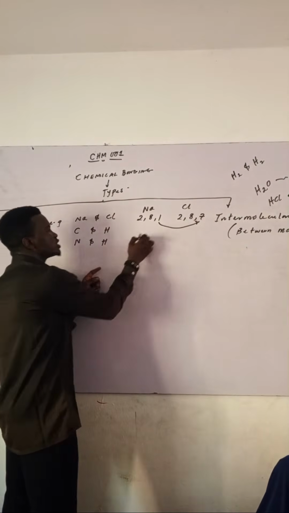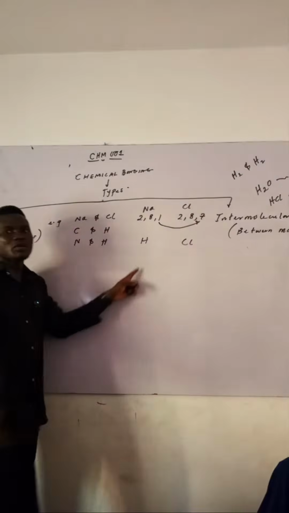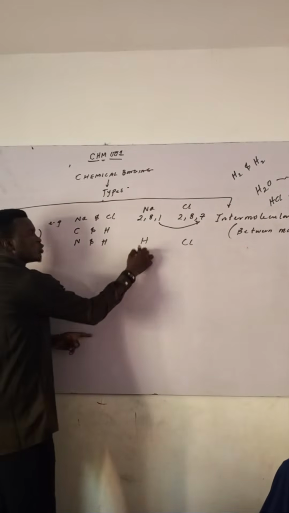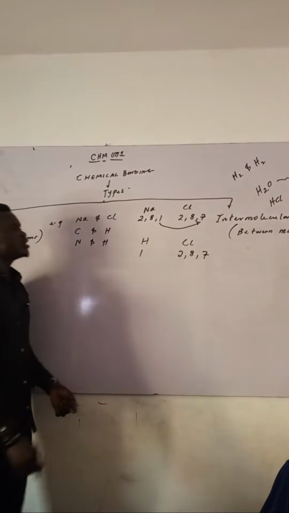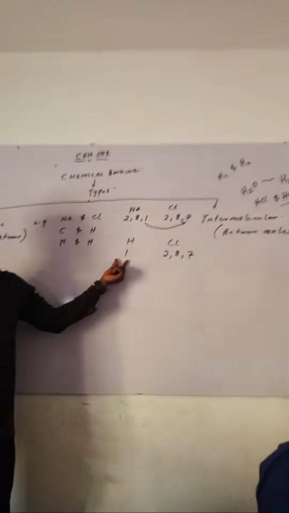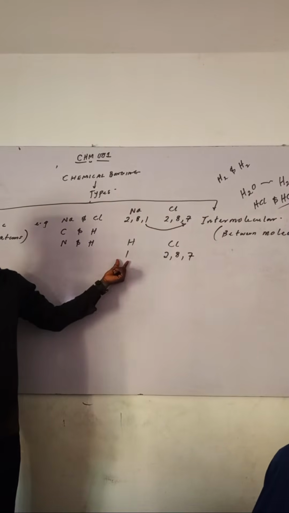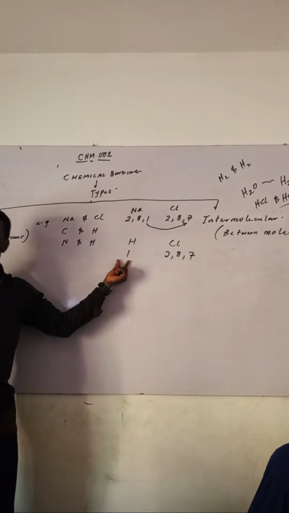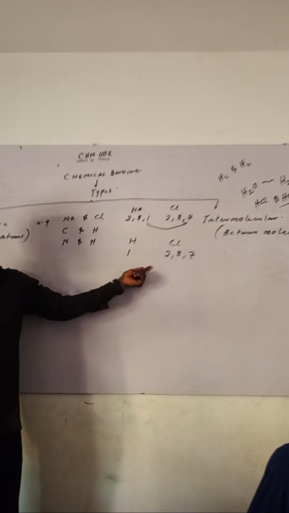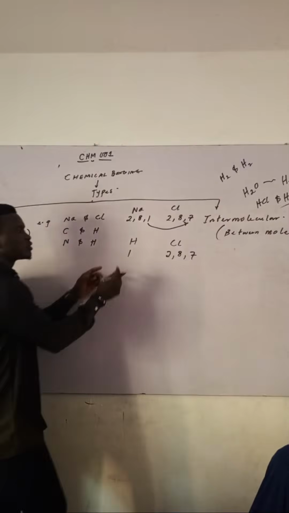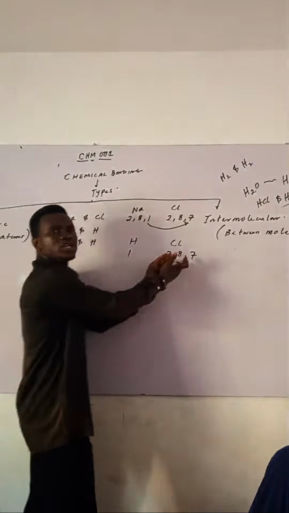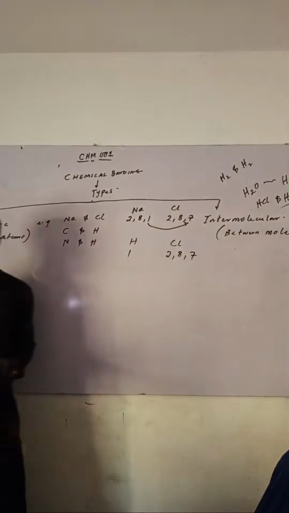But if, let's say, hydrogen and chlorine, look at the problem here. Hydrogen has 1. Chlorine has 2,8,7. How many does hydrogen need to complete? 1. Just 1. You remember it can have 2 or 8, right? So that's why there's another type of bonding. So here now, hydrogen needs 1, chlorine needs 1. Then the question is, who will give 1?